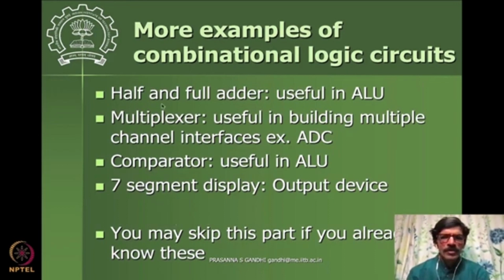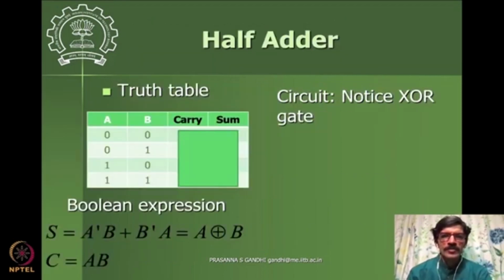So if you are aware of these devices already, you don't need to go through this part. This is just an application of our combinational logic fundamentals. For example, take this half adder. There are two binary numbers, A and B, that we want to add together, and it should have a carry. So what is the expression for carry and sum?